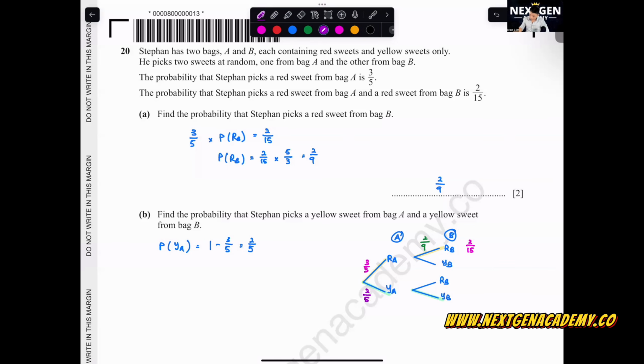Then yellow sweet from bag B. Just now the red sweet from bag B is 2 over 9. The probability will be the same, so we can take 1 minus 2 over 9. Probability yellow from B is 1 minus 2 over 9, which equals 7 over 9. So now we follow this path, yellow from A, yellow from B: 2 over 5 times 7 over 9. Put in the calculator, 14 over 45.